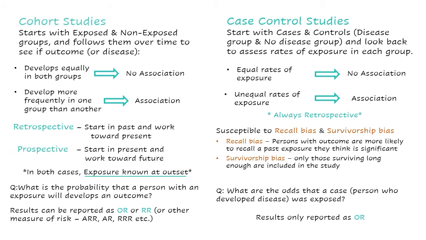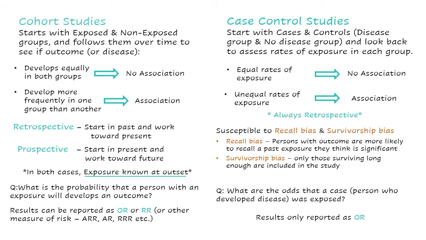The important thing that really differentiates cohort studies from case control studies is that in cohort studies, exposed and non-exposed status is established at the outset, and patients are followed forward in time. The results of cohort studies can be reported as odds ratio or risk ratio, or some other measure of risk, as we'll see in a bit. And the question that we are trying to answer with cohort studies is this: what is the probability that a person with a particular exposure will develop the outcome of interest?